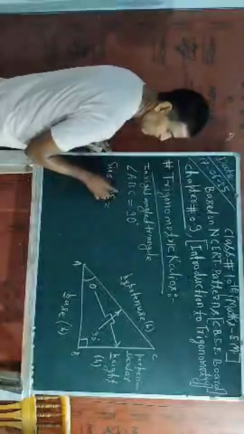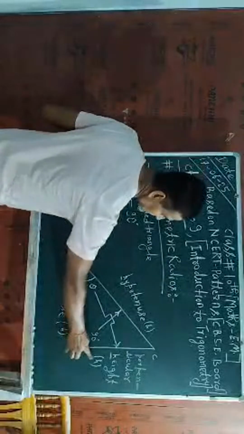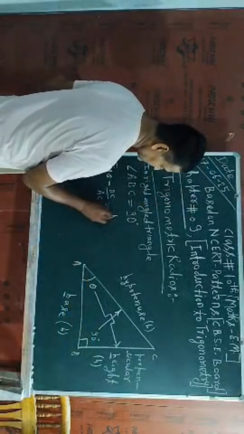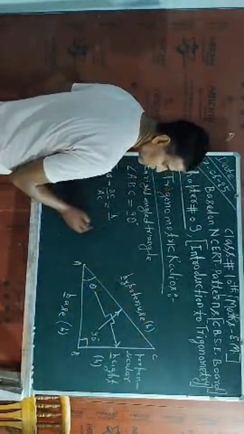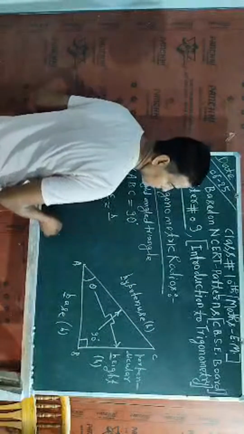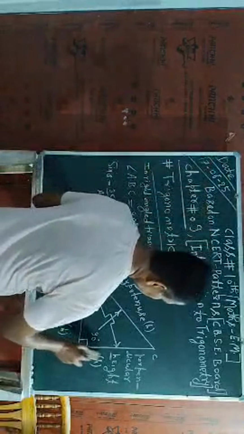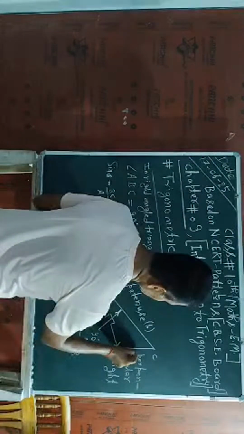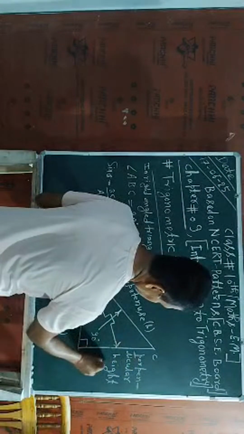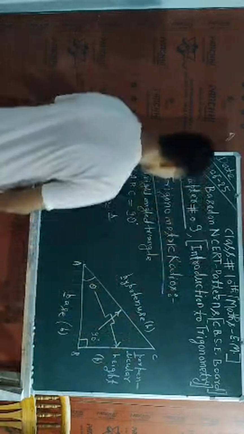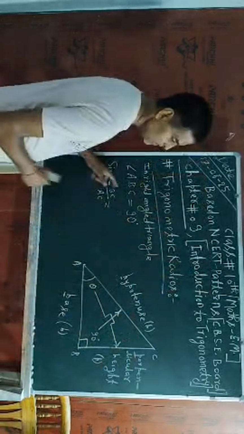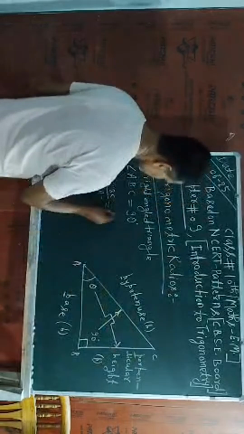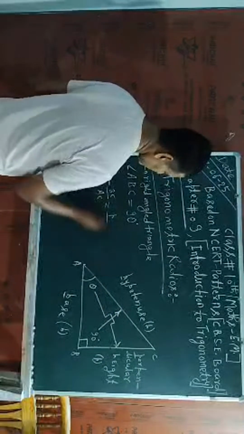Now the length of BC, here I have to write H, so I will write H divided by AC. The length of AC is H. So the length of perpendicular height, this is the hypotenuse, this is the perpendicular height. So here I will say this is the P, and this is the B. So I will write the length of BC, which is equal to P divided by H.